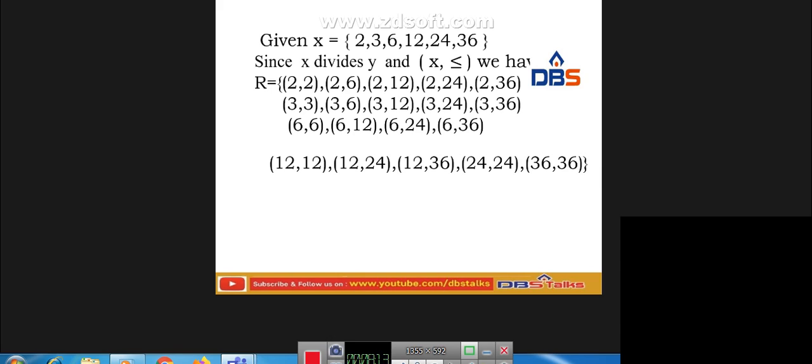See, (2,2), (2,6), (2,12), (2,24), (2,36), (3,3), (3,6), (3,12), (3,24), (3,36), (6,6), (6,12), (6,24), (6,36), (12,12), (12,24), (12,36), (24,24), (36,36). So how is the relation x divides y and x less than or equal to y? See, 2 divides 2 and 2 is less than or equal to 2. 2 divides 6 and 2 is less than or equal to 6. So likewise, first of all we have to write the relation, then after that we go for the Hasse diagram. Okay.